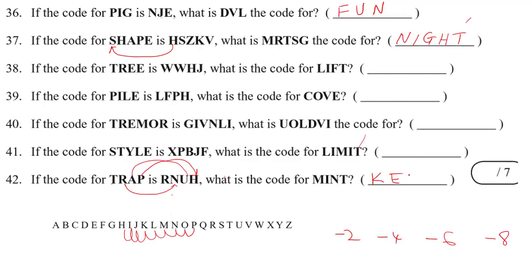So that's going to be H. And then T, you're going to move 8 steps back. So T, 1, 2, 3, 4, 5, 6, 7, 8. Okay, so that's going to be KEHN. So this is going to be the code for the word mint.